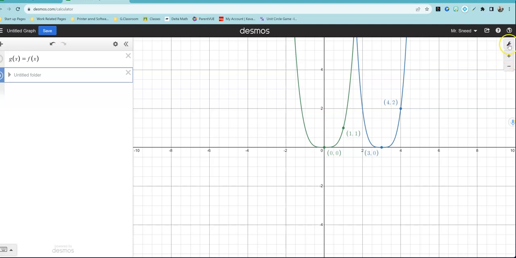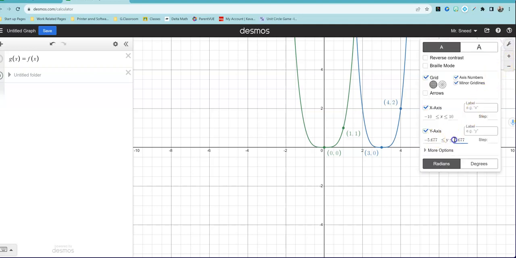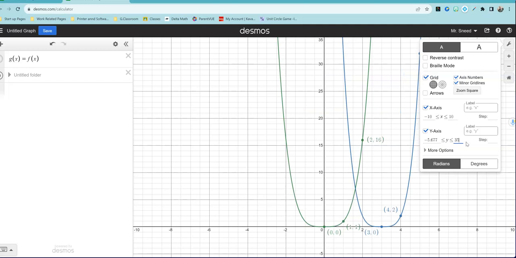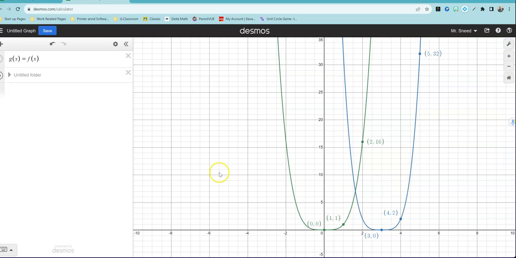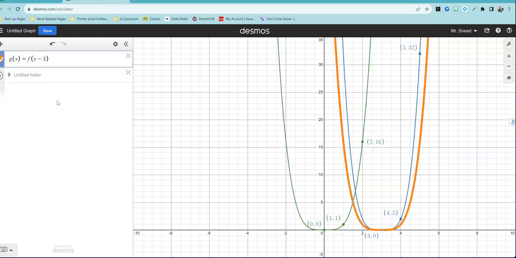Let's go ahead and adjust the window settings here. Y goes up to about 35. Okay, so here's our g of x. It lines up on top of the green one. We want it to end up over here. You'll notice that it moved to the right 3 units. So that means that we have x minus 3, because we do the opposite in here. So move to the positive.